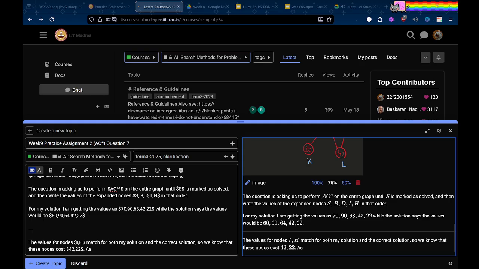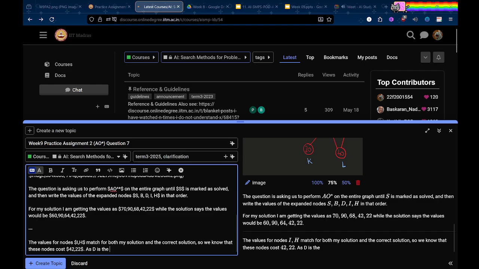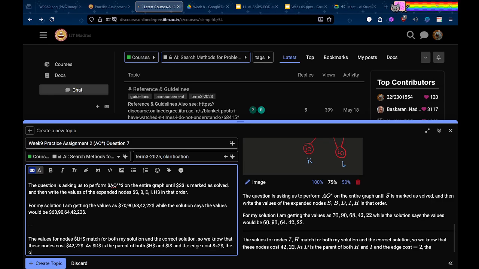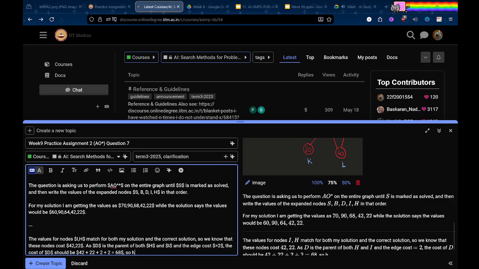As D is the parent of both H and I, and the edge cost equals the cost of D, it should be 42 plus 22 plus 2 plus 2 equals 68. So how is the correct value of D 64?